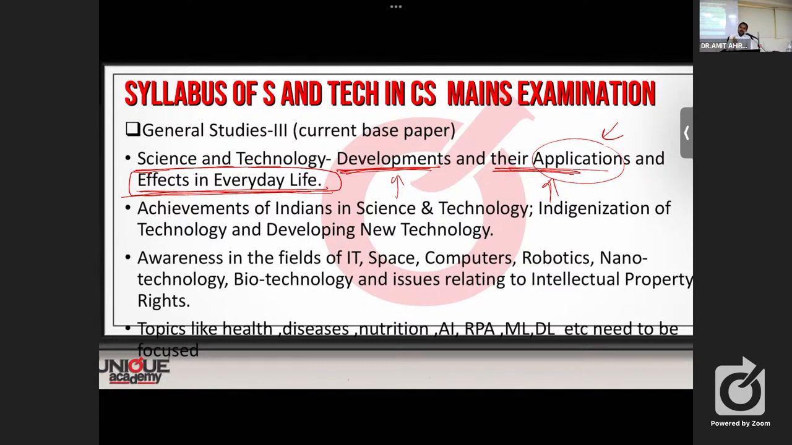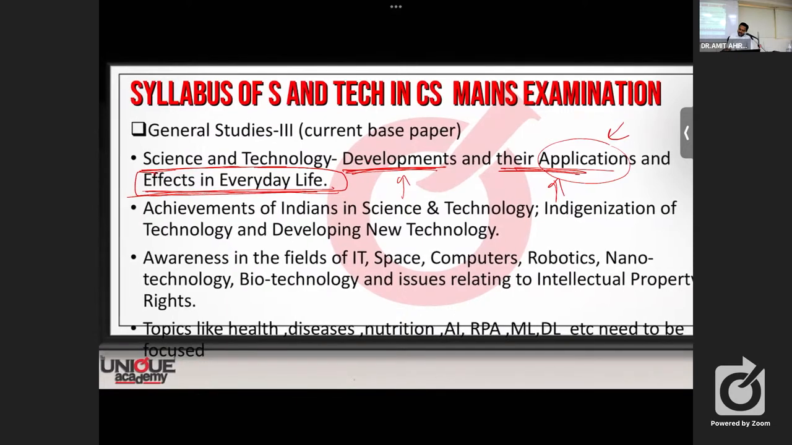So if they find a solution against cancer, that means it would have a huge impact on society. Definitely you will read it. Understood? And if that discovery, that breakthrough, is made by an Indian scientist, you will definitely read it, 100%, because an Indian made it. Understood? Okay. So that's why developments and their applications and effects in everyday life.